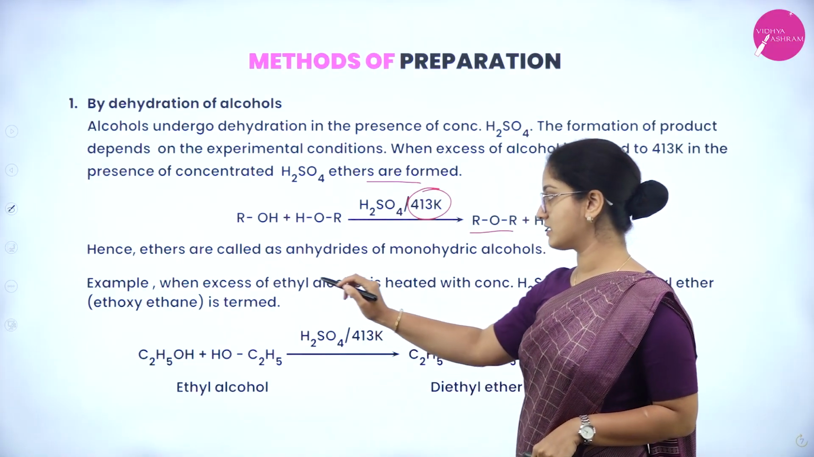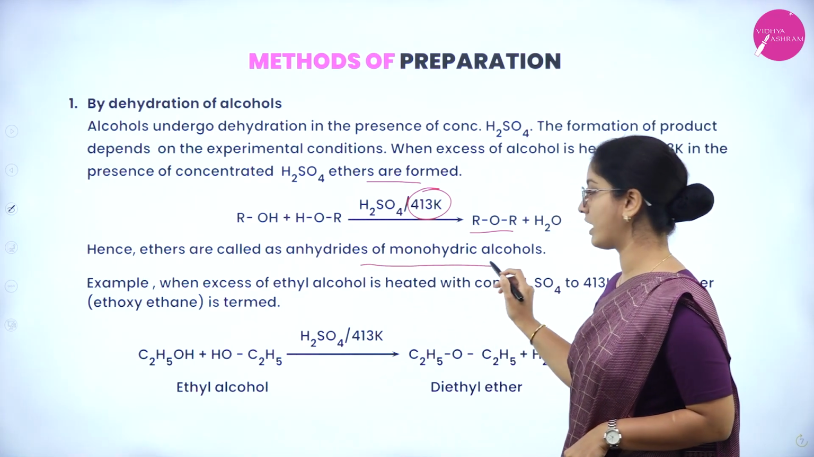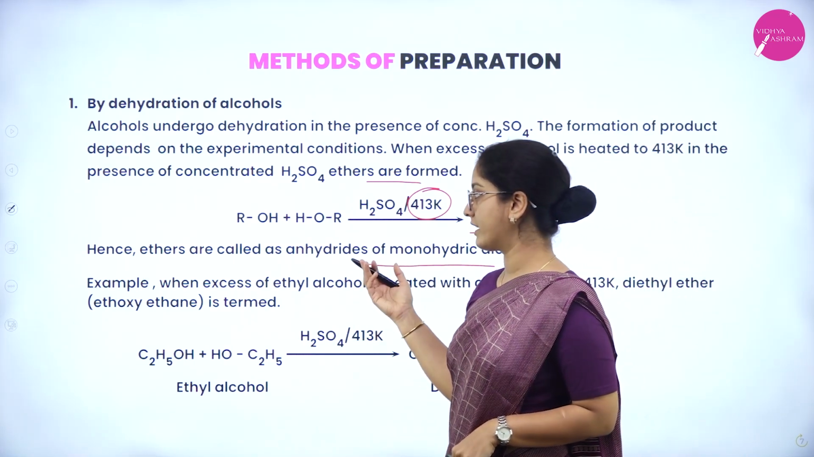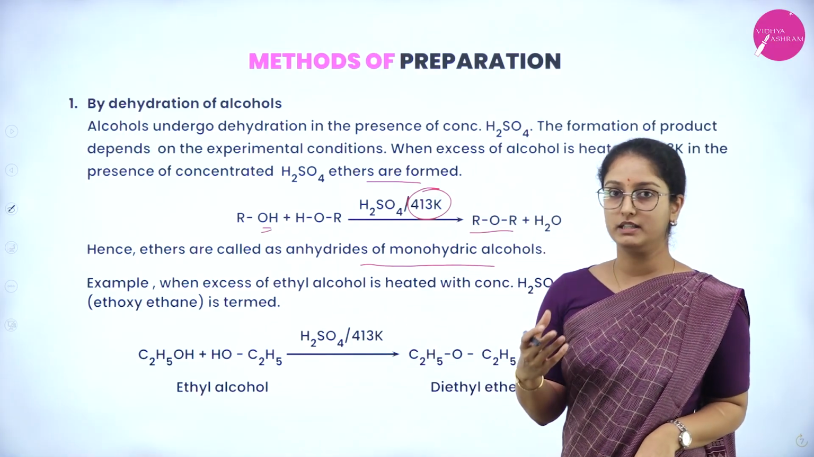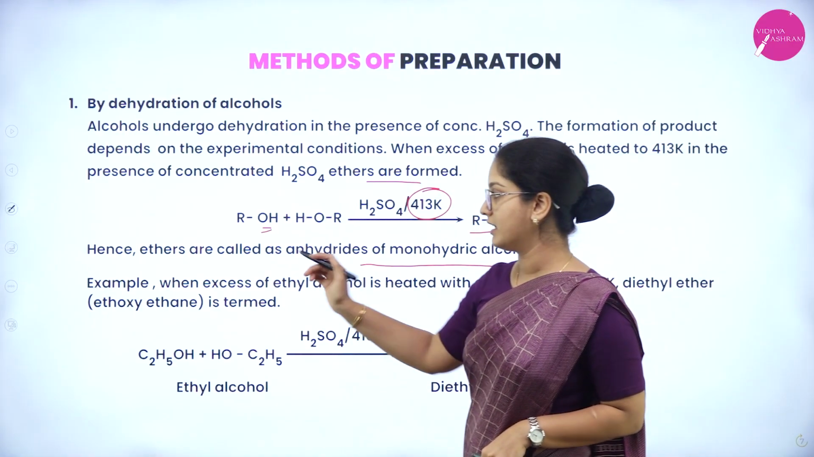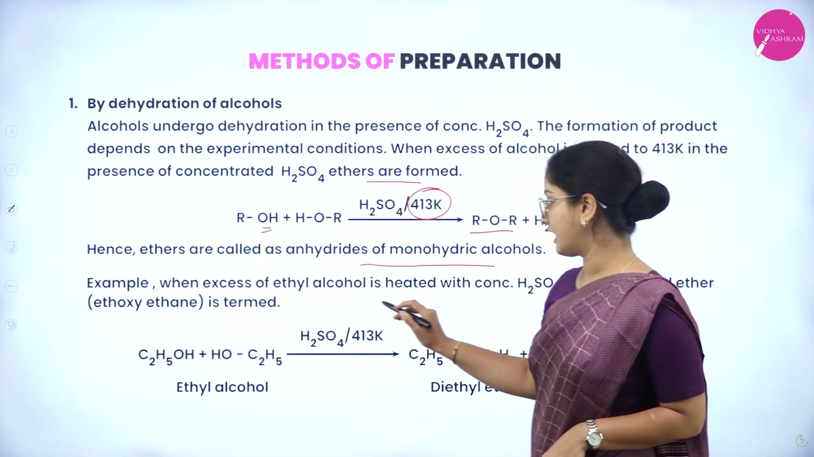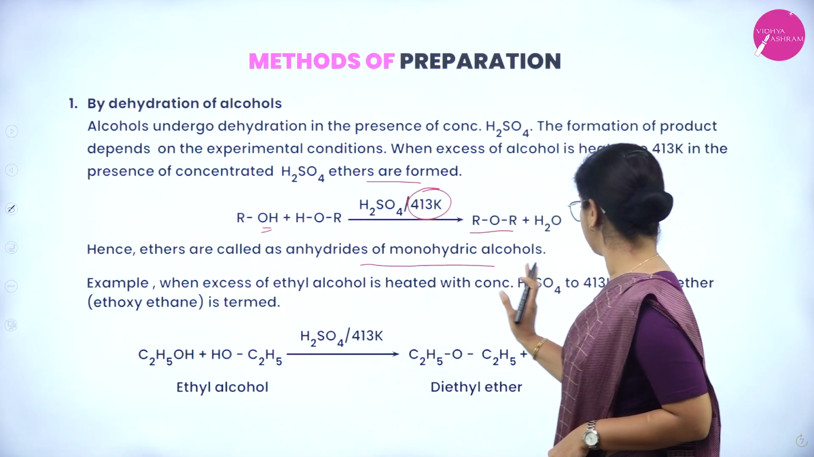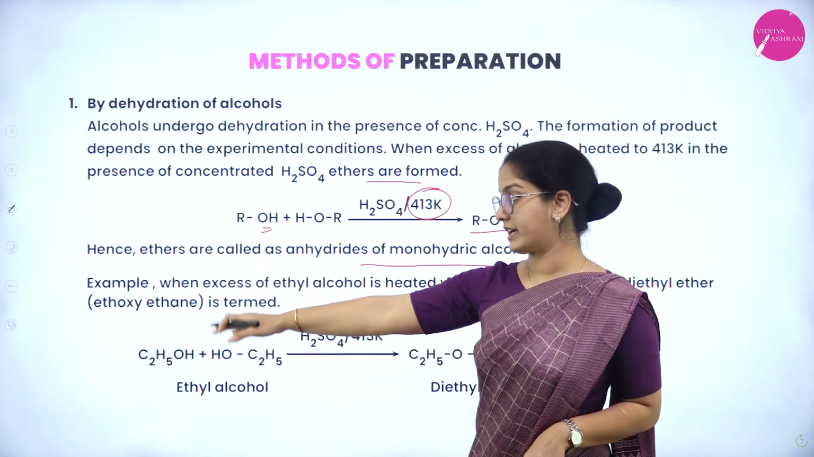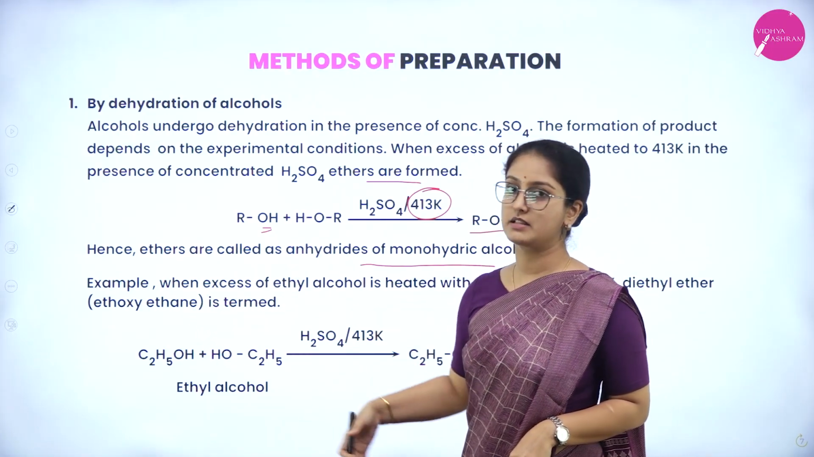So hence ethers are called anhydrides of monohydric alcohols. Monohydric alcohols are nothing but those having one alcoholic group. For example, when excess of ethyl alcohol is heated with concentrated sulfuric acid under the same conditions, diethyl ether, or ethoxyethane, is formed.